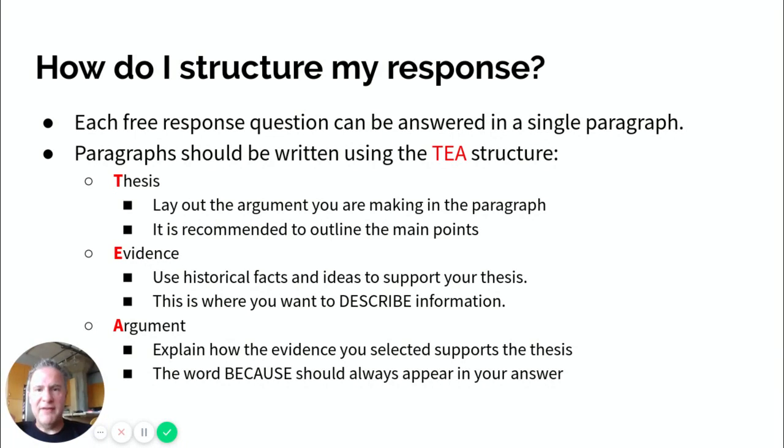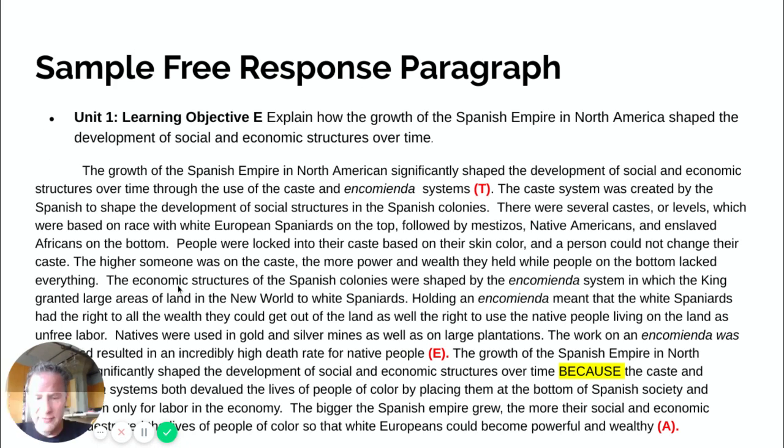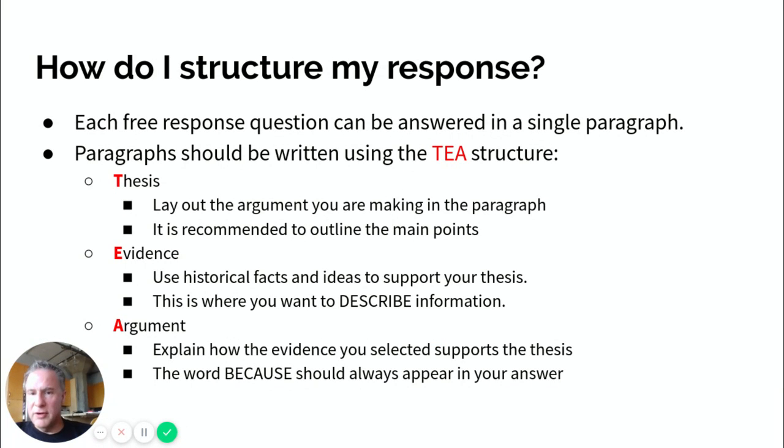The structure we're going to have you do when you answer your free response in your paragraph is called TEA. We're going to spill the tea. And TEA stands for thesis, evidence, and argument. Those are the 3 sections within your paragraph that you have to have. A thesis will lay out the argument you're making in the paragraph, and we recommend that you outline in the thesis or a separate sentence the main points you intend to make.